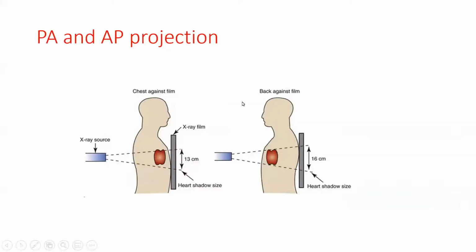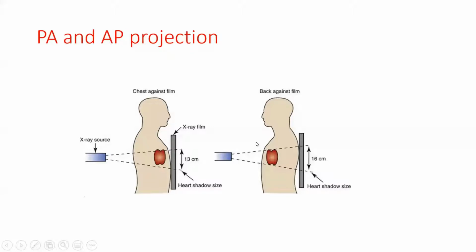I said there are two projections, the supine and the erect projection. This one is the erect and this one is supine. In the supine one, the film is at the back and the X-ray source comes above the patient. While in the erect or standing projection, the film is on this side and the X-ray comes from behind.